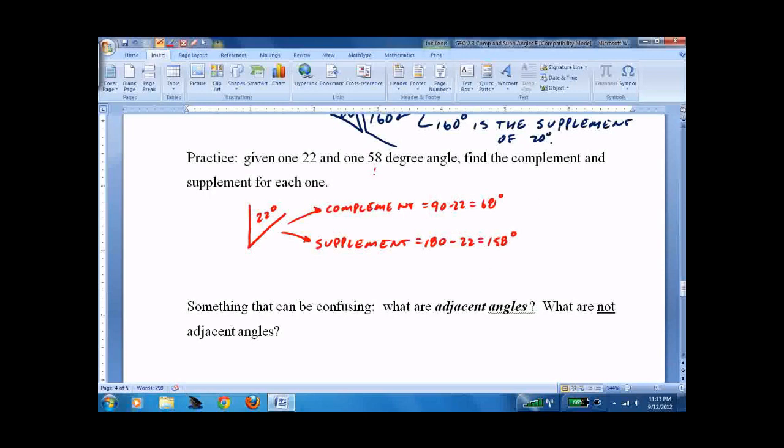Same thing for the 58-degree angle. Complement is 32 degrees. Supplement 122 degrees. Notice that these are 90 degrees apart, and so are these.